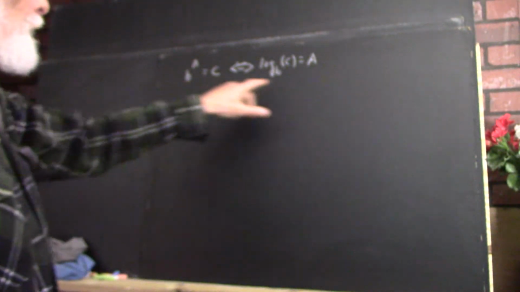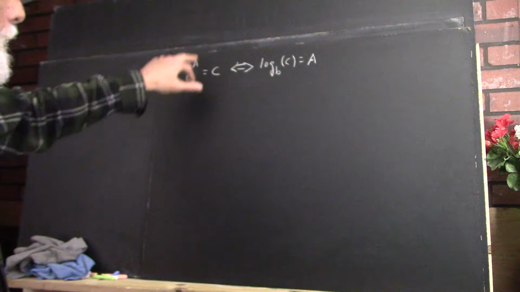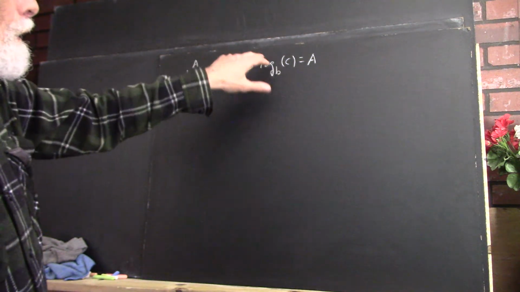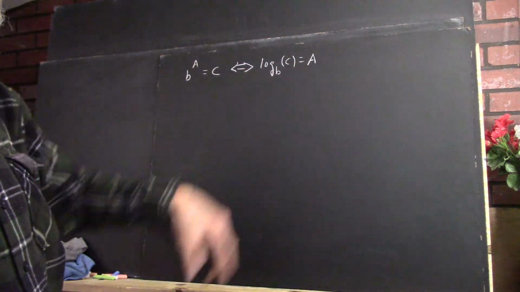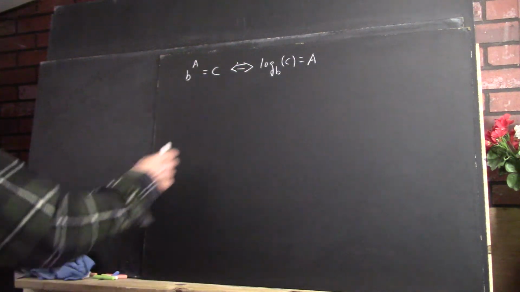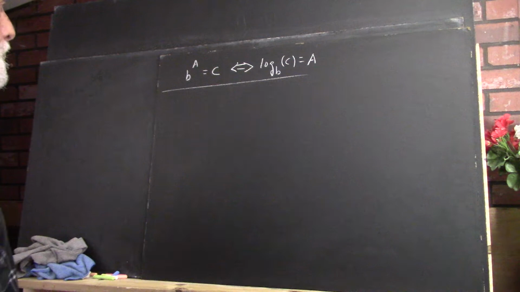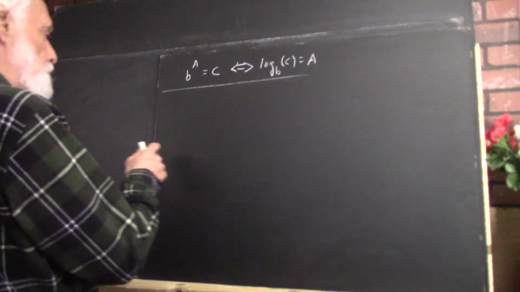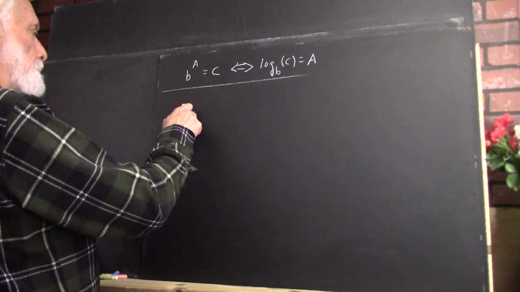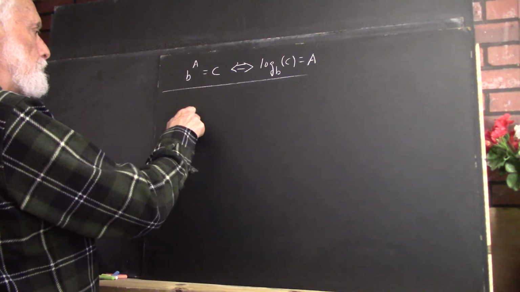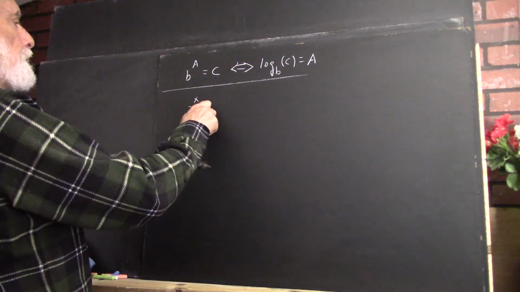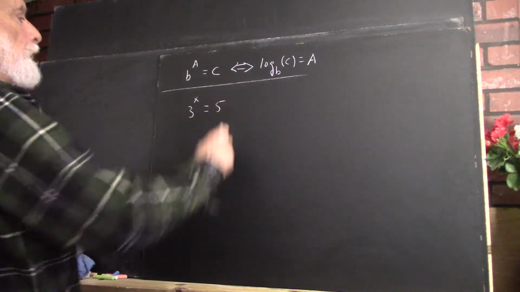Okay, so we have the rule: B to the A equals C is equivalent to log base B of C equals A. So let's say now we just have a variety of expressions we might want to invert. So let's just say we have 3 to the x equals 5.